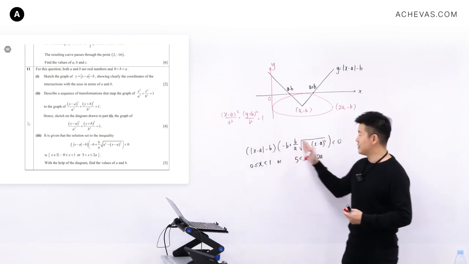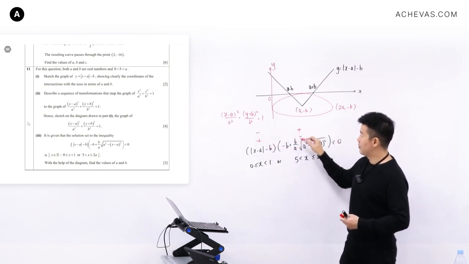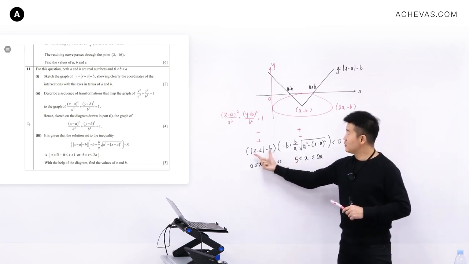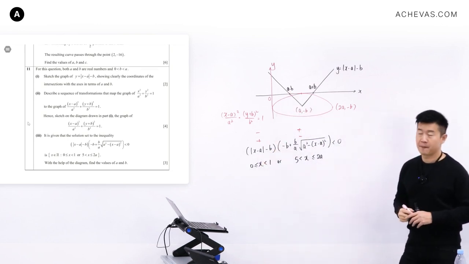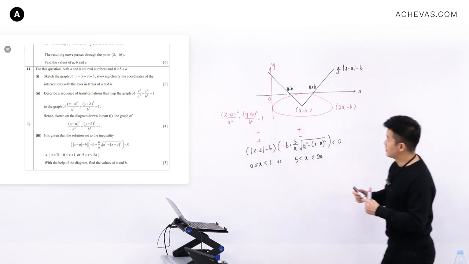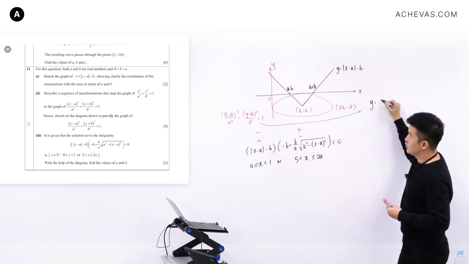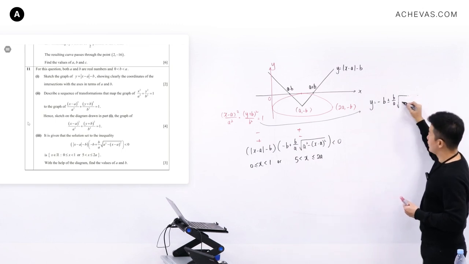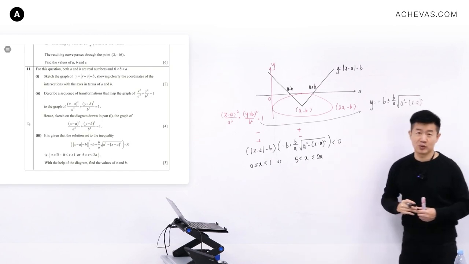So I know that if this times this is less than zero, it must be either one positive, one negative, or one negative, one positive. It must be either of these two cases, correct? And this is related to this equation. So the y coordinate here represents this entire thing. As for this, it is making use of this equation by making y the subject. Let me write it down. By making y the subject for this particular equation, y is going to be equal to minus b plus or minus b over a, square root of a squared minus x minus a squared.